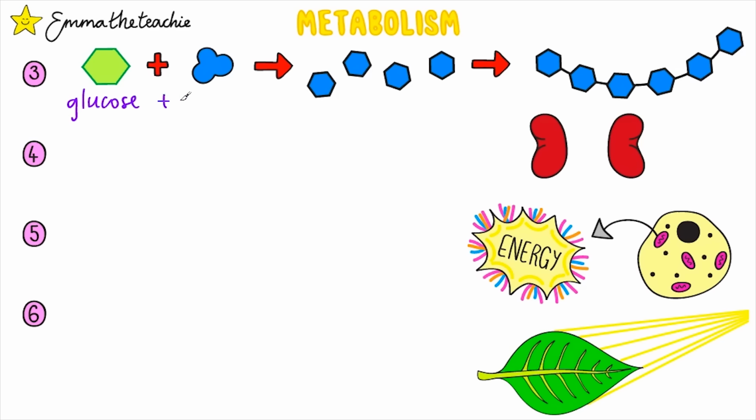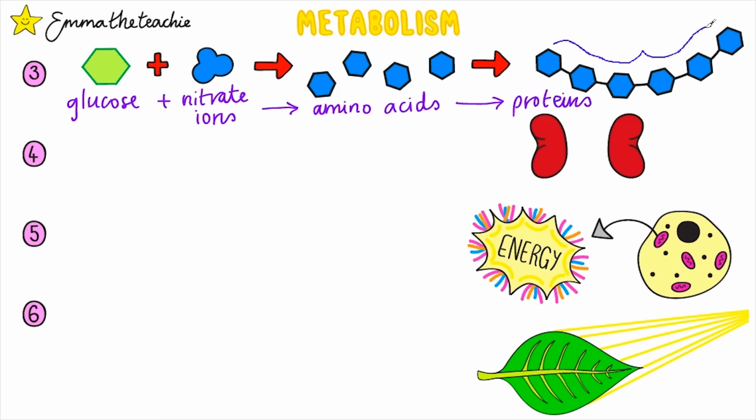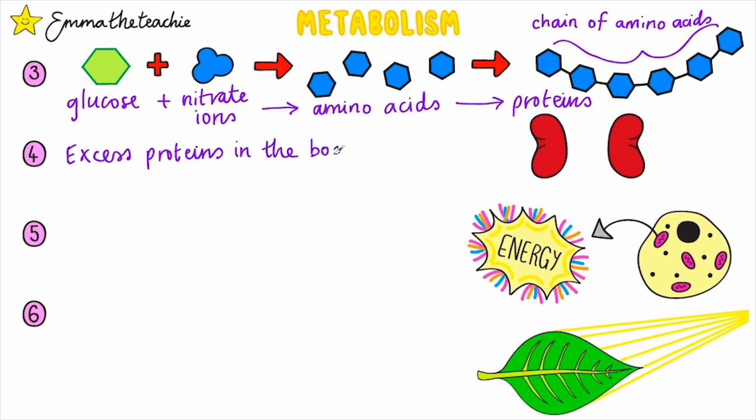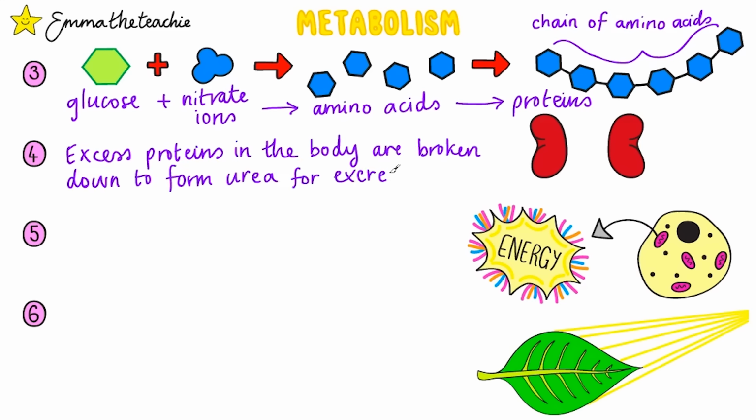Glucose and nitrate ions are used to form amino acids. These are then used to synthesize proteins, as we saw previously. Proteins are just chains of amino acids. Excess proteins in the body are broken down to form urea for excretion. This is turned into urine in the kidneys, and it then leaves the body as urine or pee.